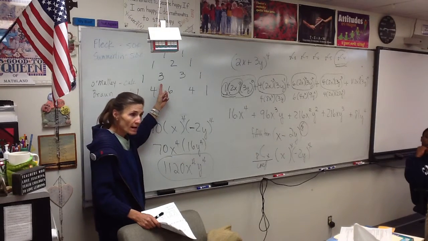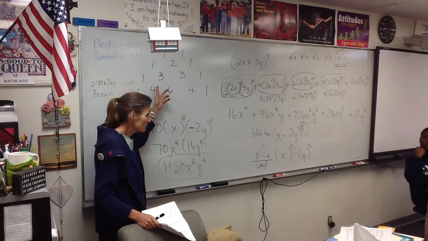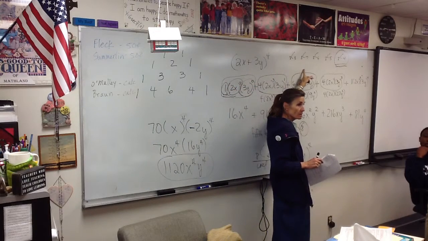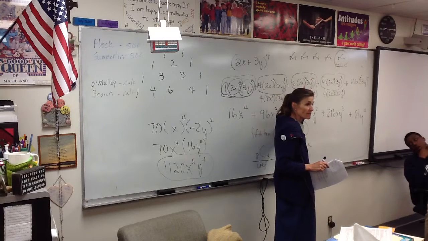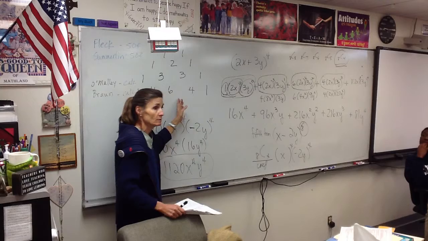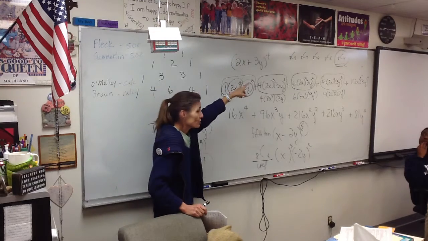They either come from the triangle, right? Or what's my other option? The C numbers. You have to have a coefficient for every single one of these problems. You're going to build the triangle, or you're going to do the C numbers.